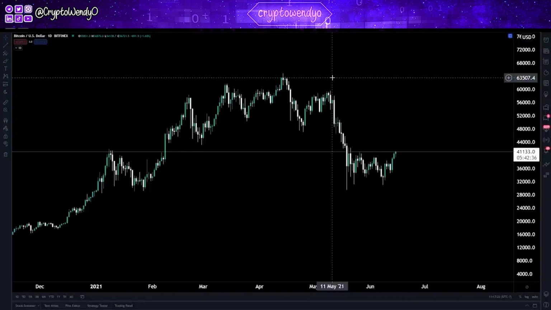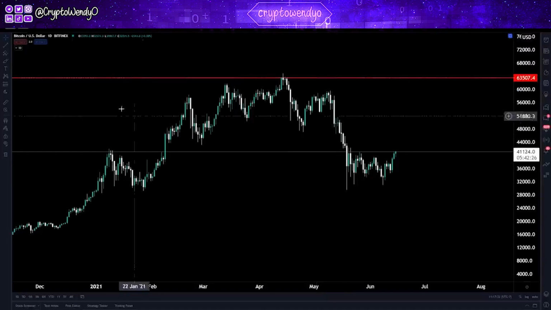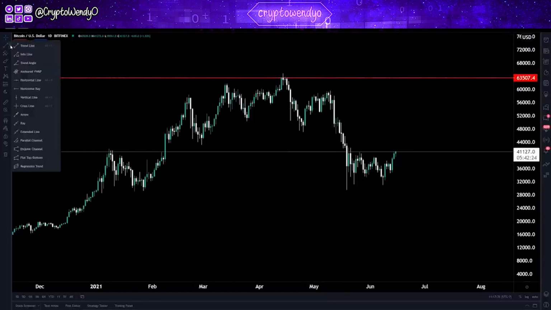$63,507. And we're going to go ahead and draw a horizontal line to do so. To draw a horizontal line, you can press Alt-H and it should draw a horizontal line. If you want to do it manually, you can go over here to the left side of the bar and click on horizontal line or horizontal ray.